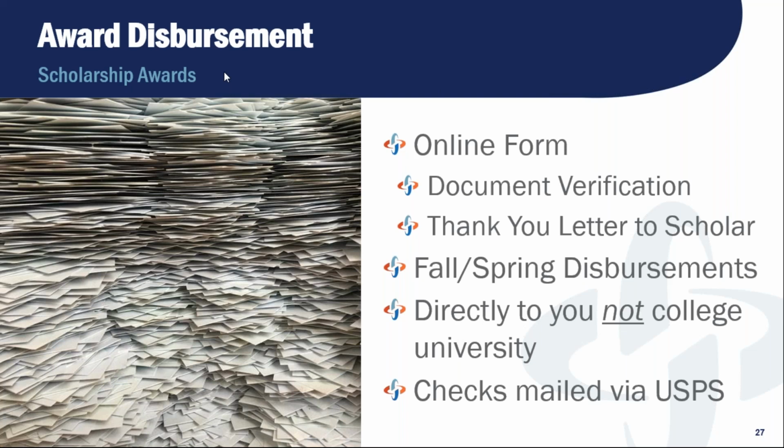So like I mentioned, your scholarship award is split into two, a disbursement in fall and a disbursement in spring. And we require the verification documents again in December before we send your spring disbursement out. Your award will go directly to you and not to your college or university. So that's very important to know. I know some scholarships send their awards to a bursar's office or a cashier's office. We send it directly to you. And the checks are mailed via USPS, so that is AKA snail mail. And they take 3 to 5 days for you to get them. And we email you as soon as those scholarship checks have been mailed.